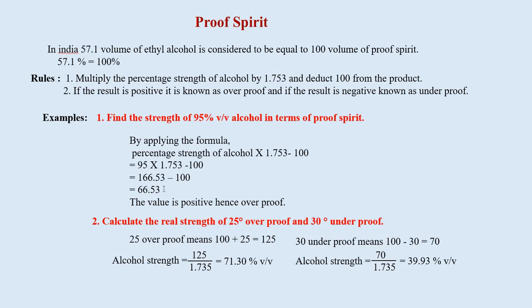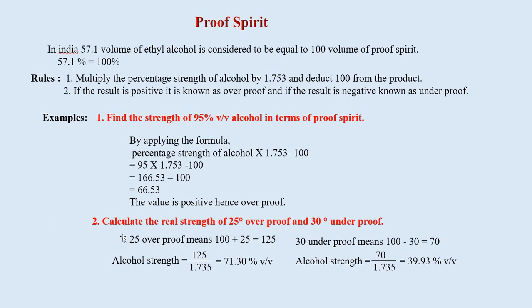This value is above the 57.1%, which is equal to 100%. That means in terms of proof spirit, the value is exceeding this limit, so it is known as overproof.